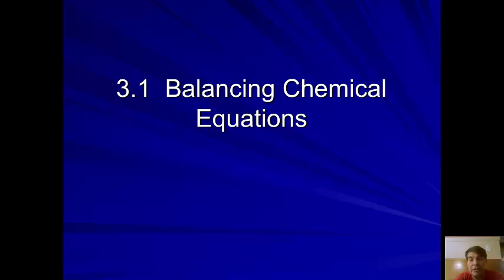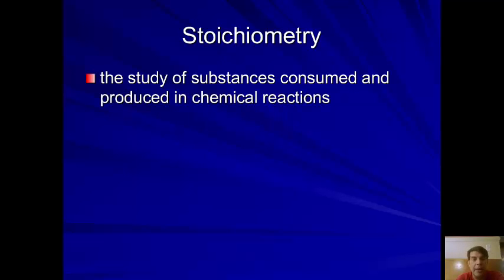I'm queuing these videos to Brown, LeMay, Bursten, and Murphy's Chemistry, the Central Science, 11th edition. But any chemistry book you use is going to, at some point, get to balancing chemical equations. This particular chapter in the book I'm using is on stoichiometry. Stoichiometry is the study of substances consumed and produced in chemical reactions.